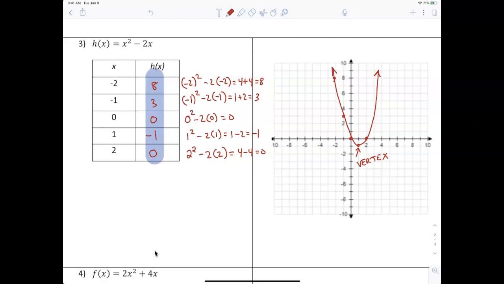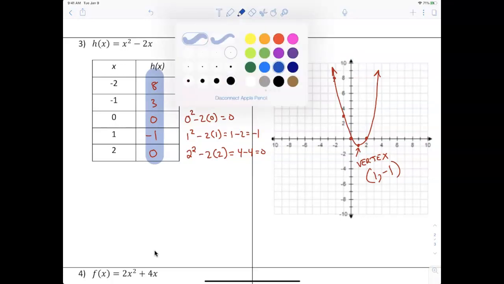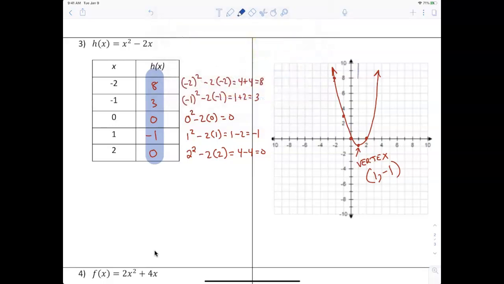It looks like the vertex is at 1, negative 1, and there's a formula for finding the vertex that I'll be explaining to you in the next lesson. But the vertex here is 1, negative 1. And now I want to show you the axis of symmetry, if that's correct. The axis of symmetry, I need to make that smaller. So the axis of symmetry would go this way.